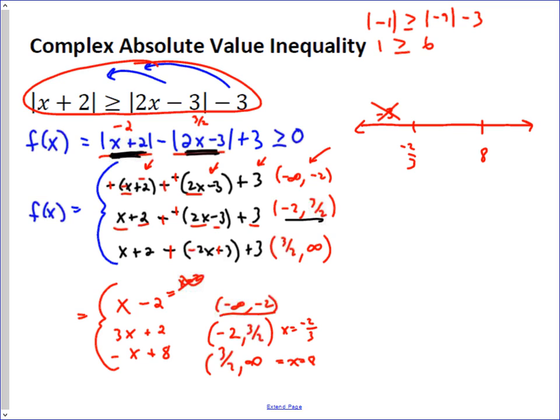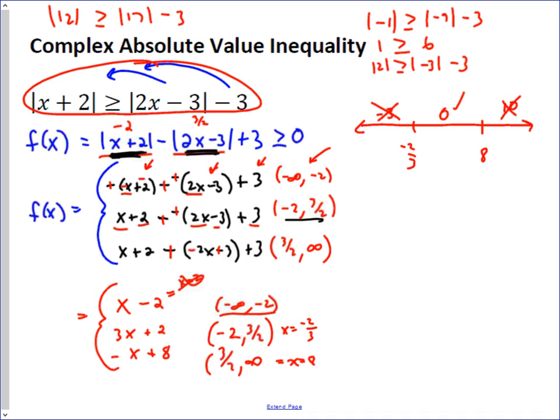You can pick 0. If I plug in 0, that's going to give me the absolute value of 2. Is that greater than or equal to the absolute value of -3 minus 3? Yes. 2 is greater than 0. The absolute value of -3 is 3, minus 3 is 0. So that works in this region. And then if you pick 10, it's very easy to see you're going to end up with the absolute value of 12 greater than or equal to the absolute value of 17 minus 3. Well, that is false. 12 is not greater than or equal to 14, and so everything in that region is false.